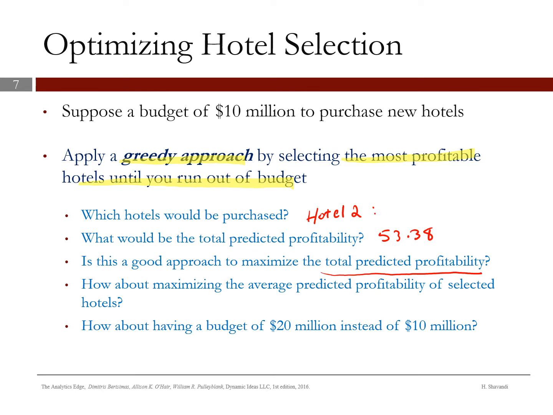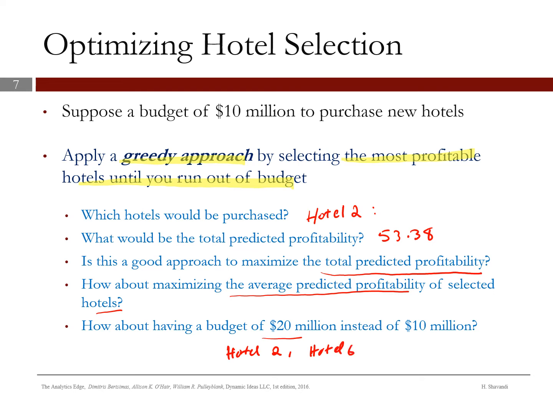Okay, and how about maximizing the average predicted profitability of selected hotels? If you apply this approach, then it would be optimal. Okay, and how about having a budget of $20 million instead of 10 million? If we have $20 million, after hotel 2 we would buy hotel 6 as well.